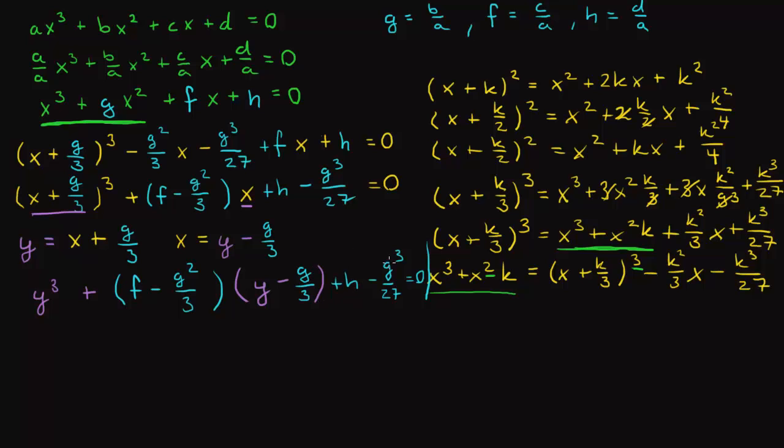Now we're going to do a little more algebra. We're going to multiply all of this out. So what do we get? We get y to the third plus f times y, right? We're just going to distribute this. F times y plus minus f times g over 3. Oh, and I wasn't consistent with the coloring here. This isn't a constant, this is our y. So our y, f times y, and the next one is going to be constant though, because it's f times g over 3. And so what's the next term? It's minus g to the second over 3 times y.